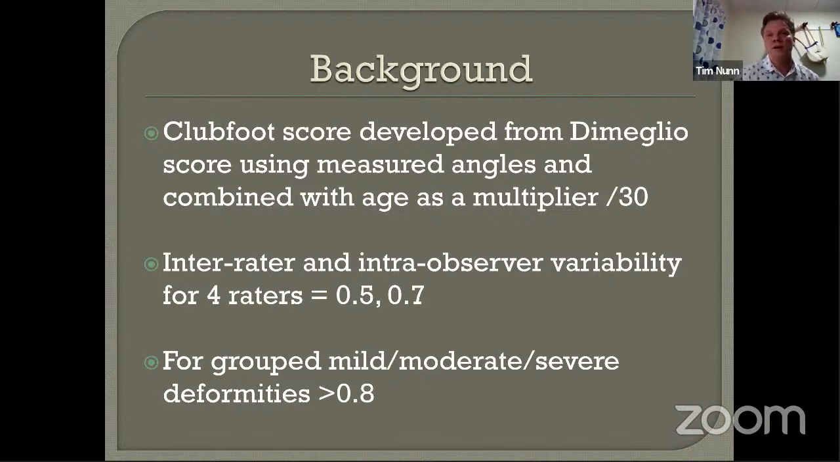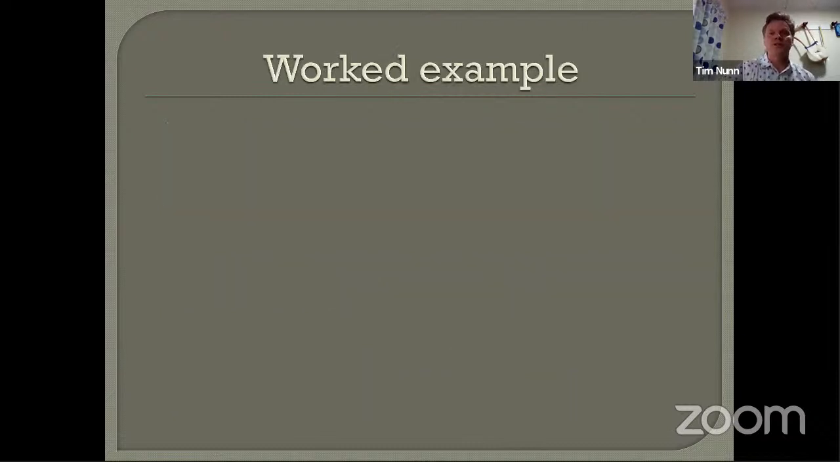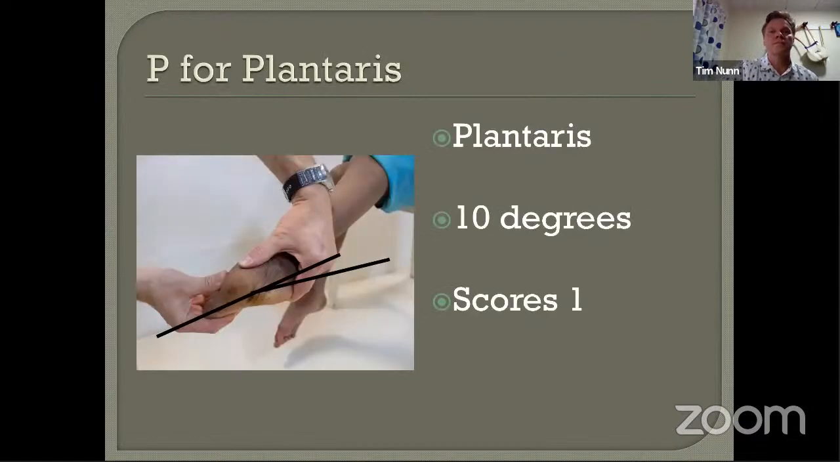We looked at the inter-rater and the intra-observer variability for 4 raters and found a very reasonable agreement. And when we grouped them for mild, moderate, and severe deformities, we found excellent agreement. So I just want to go through a worked example to try and explain this further. So here is the first bit, which is plantaris. And as you can see here, plantaris is relatively mild, 10 degrees, and anything between 0 and 20 degrees scores a 1. So this score is 1.